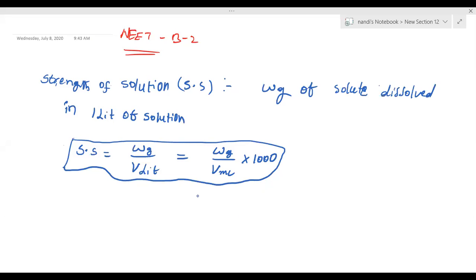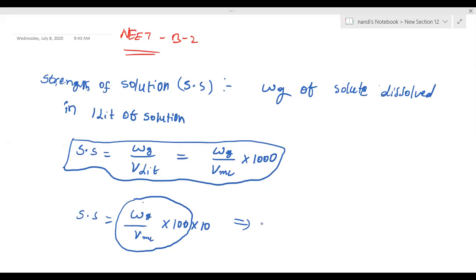So you can see already we have given W by W percent, and W by V percent I also mentioned. Now I am taking strength of solution equal to W grams by V ml into 100 into 10, I can write 1000. Nothing is going to be changed. What do we call this? Please refer to your class notes, I mentioned everything very clearly. This we call W by V percent into 10. Is it clear?